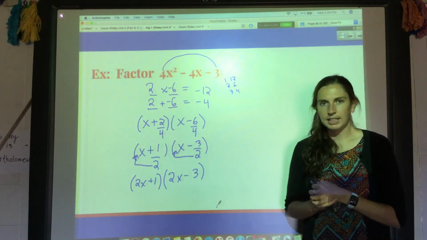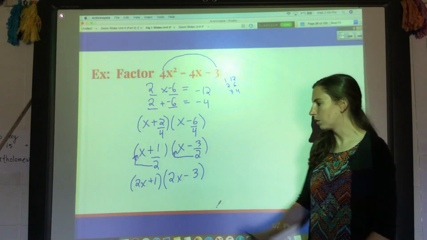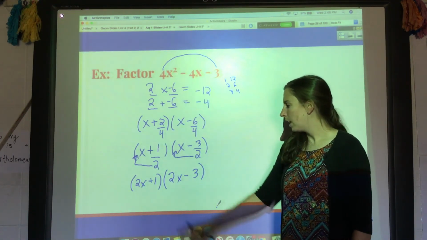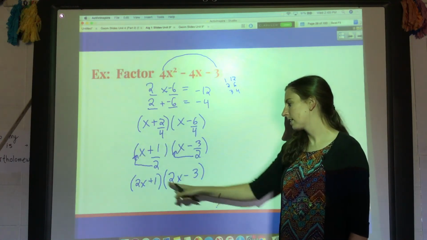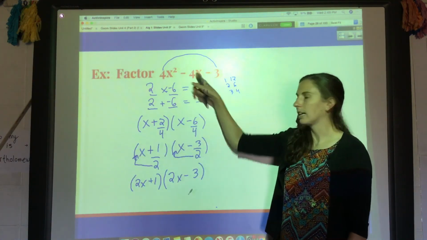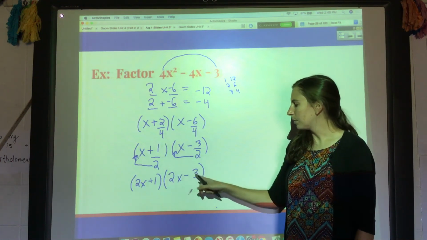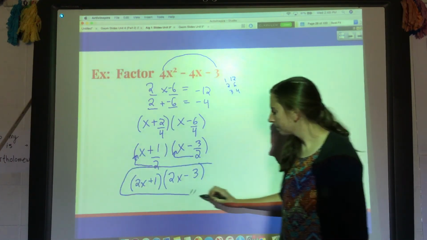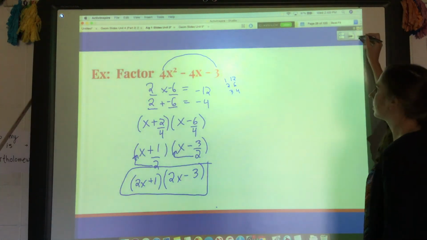On a complicated one like that, definitely check and make sure that it works. So 2x times 2x does give me 4x squared. Then I'd have negative 6x and positive 2x, which is negative 4x. And then 1 times negative 3 is negative 3. So it did work. I think that was the last one.